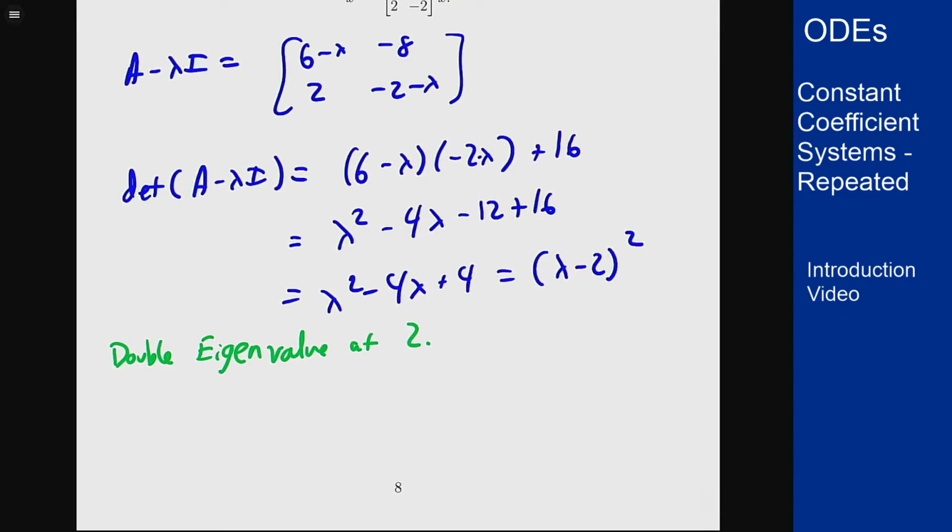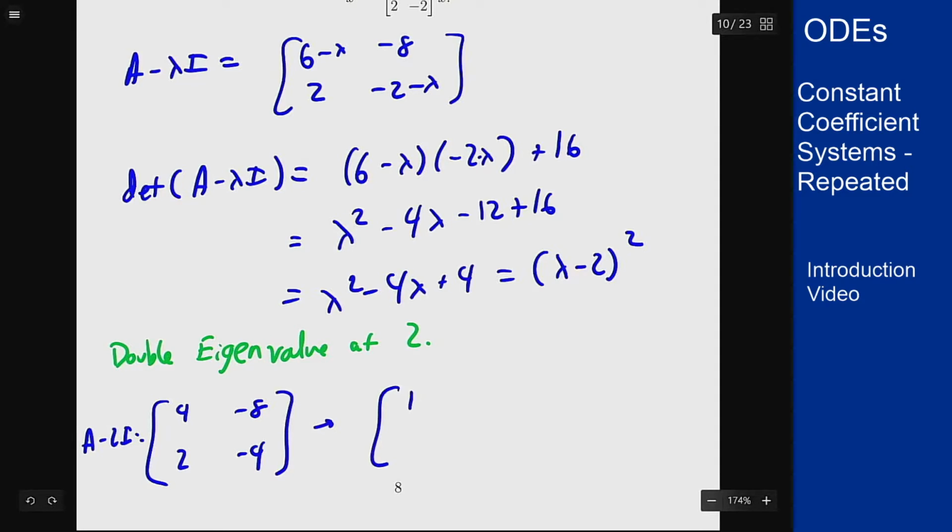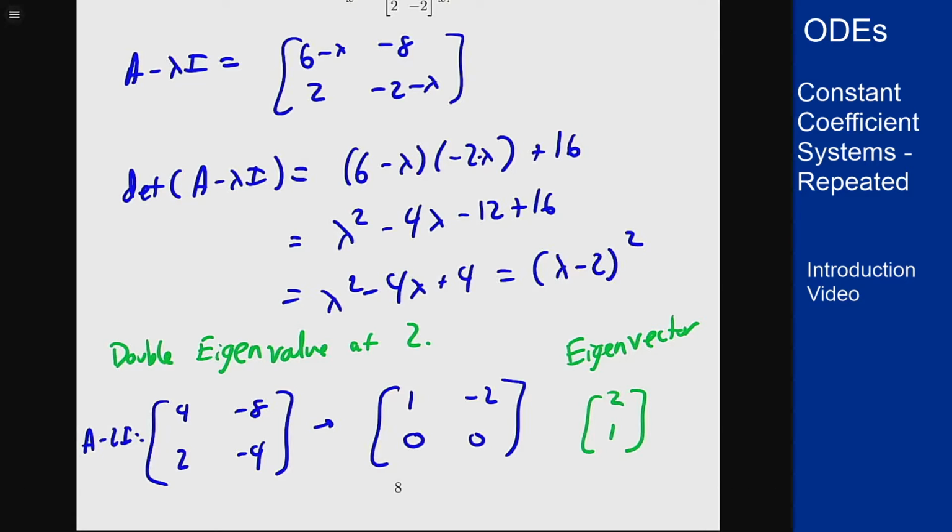Now if I look for eigenvectors for this, A minus 2I is 4, minus 8, 2, minus 4, which those are redundant equations, and it becomes 1, minus 2, 0, 0 after row reduction. So my eigenvector could be 2, 1. That works for making this go to 0. So I have a double eigenvalue. It has power 2 here, but I only found one eigenvector. And that here is the issue.